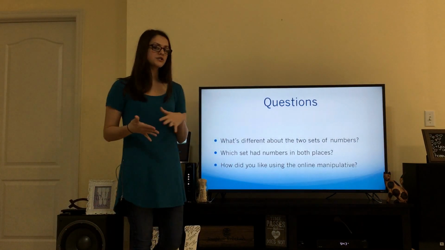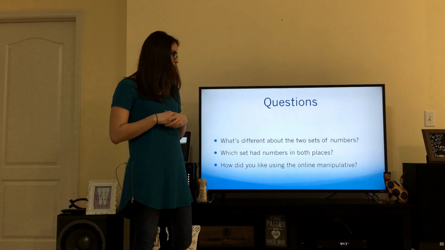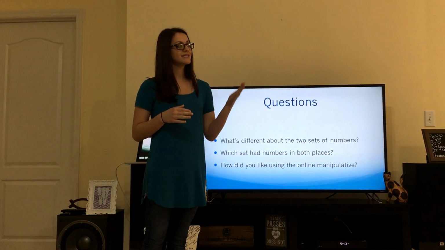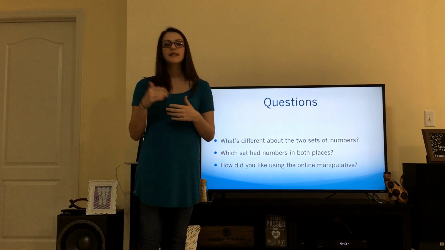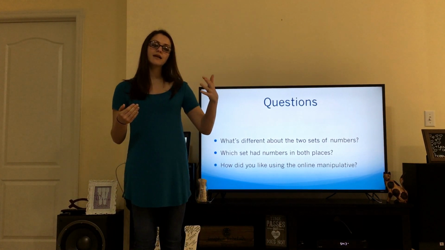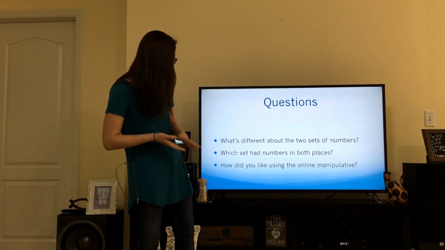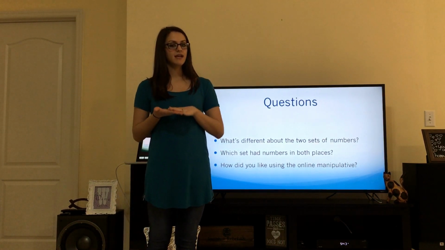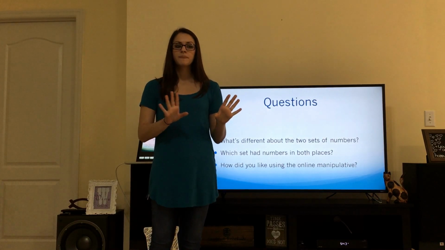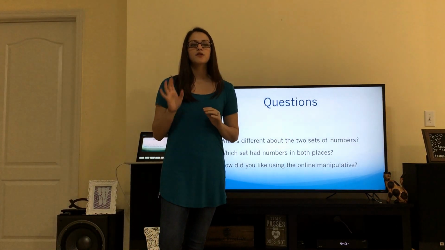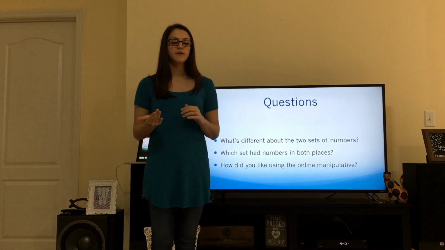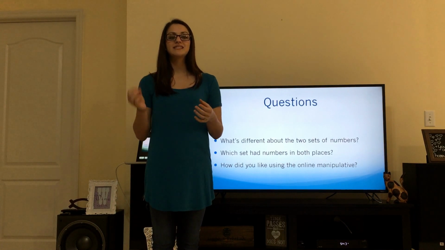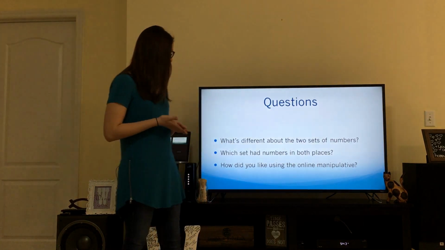Okay, some questions would be, what's different about the two sets of numbers? The first set of numbers had numbers in the tens and the ones place, and the second set of numbers only had a number in the tens place. Which set had numbers in both places? The first set had numbers in the tens and the ones. In our second set of numbers, there is a number in the ones place, but we don't represent that when using base 10 blocks because there's a 0 in the ones place.